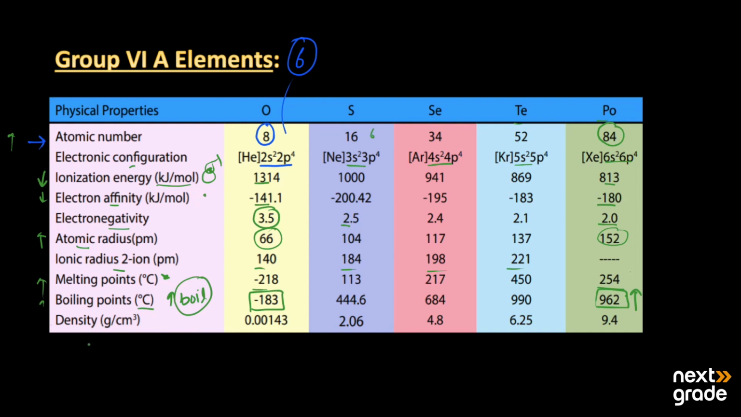The last one is density, which is the mass to unit volume ratio. It is 0.0143 and the last one is 9.4, which is more dense. So density also increases when we move from top to bottom. So this was a simple overview of the group 6A elements' physical properties.